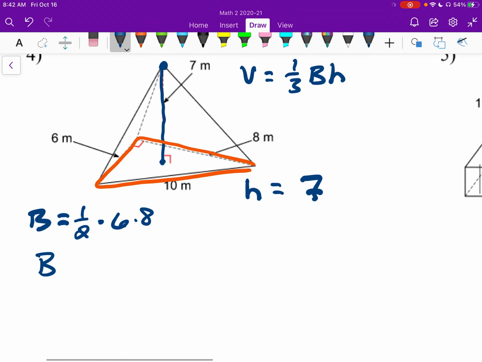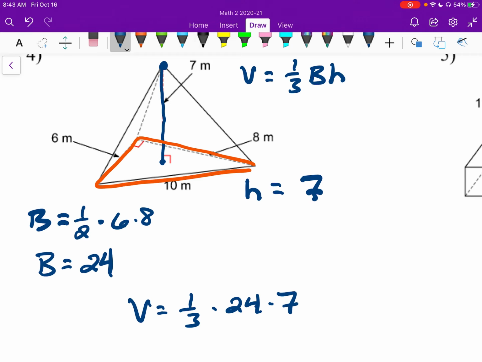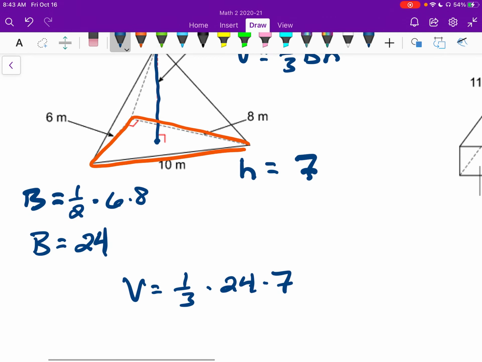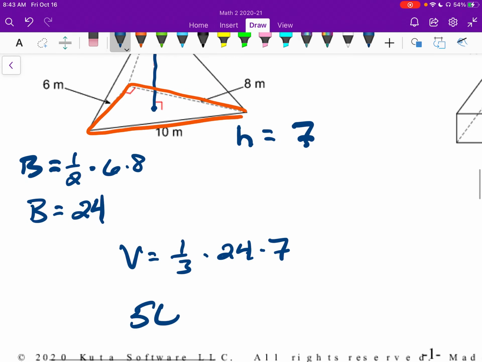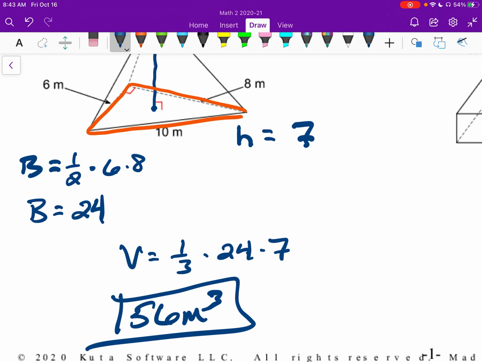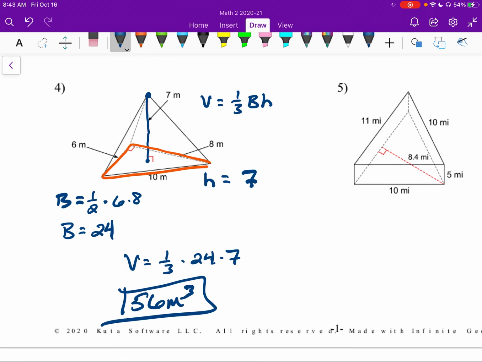So big base, whenever I simplify that, I have 3 times 8, which is 24. My height is 7, so volume is 1/3 times 24 times 7. I'm going to type that into my calculator, and I got 56. So 56 meters, and what are we, cubed? Yeah, because we're volume. 56 meters cubed.